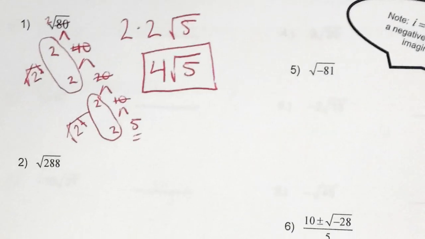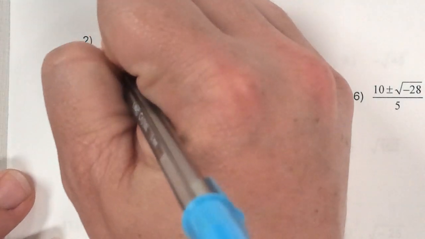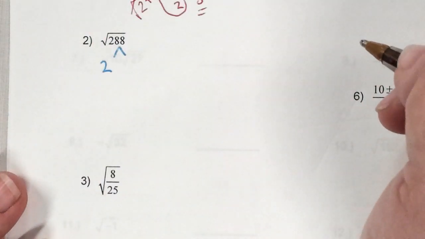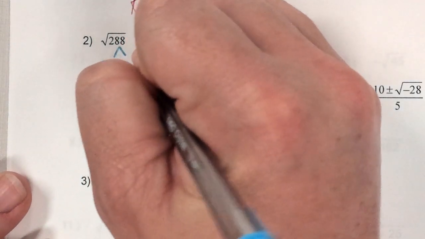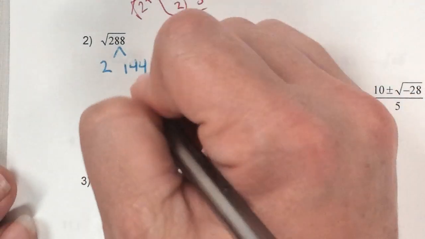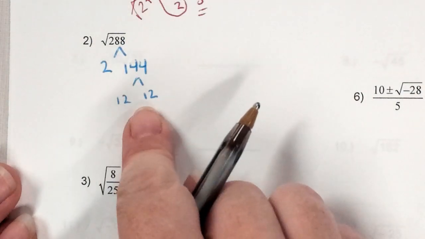Let's look at number 2. So again, it's an even number, so I know 2 goes into it. What's half of 288? 144. What do we know about 144? It's a perfect square.